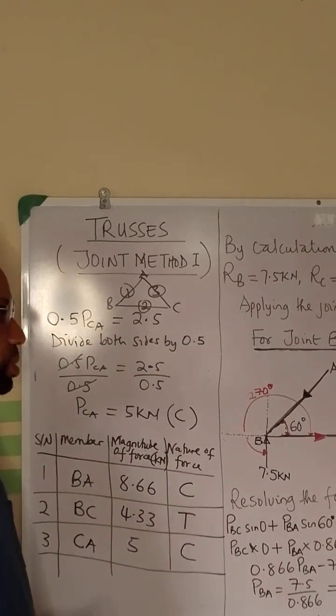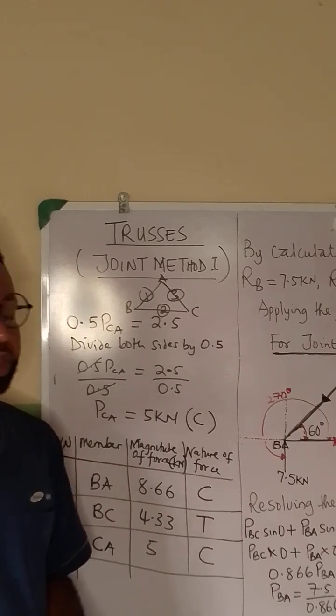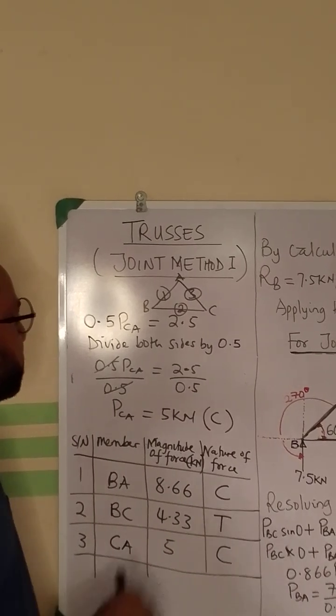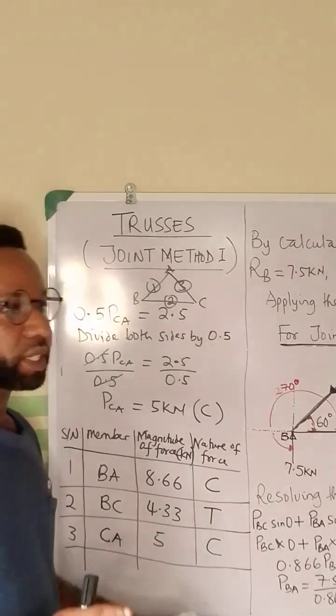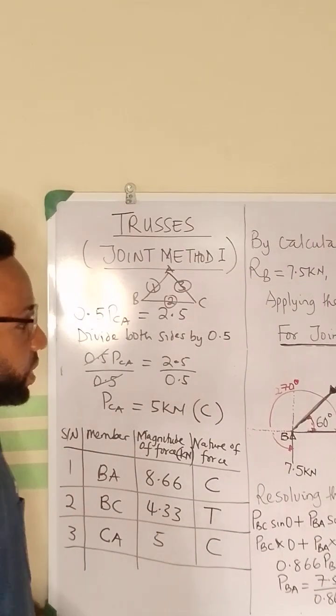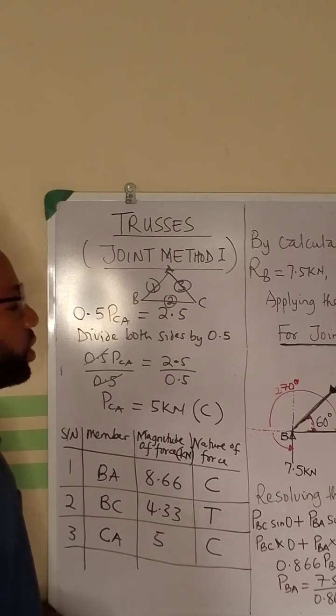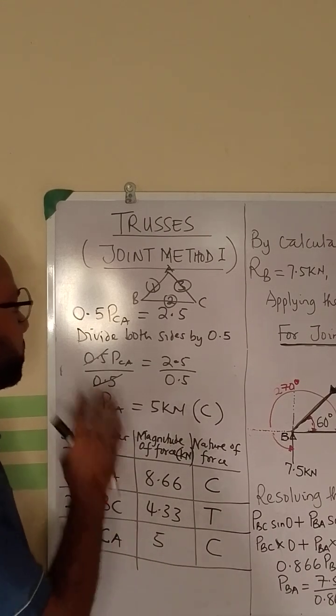So basically this is how to use the joint method to determine the forces acting on the members of a truss.